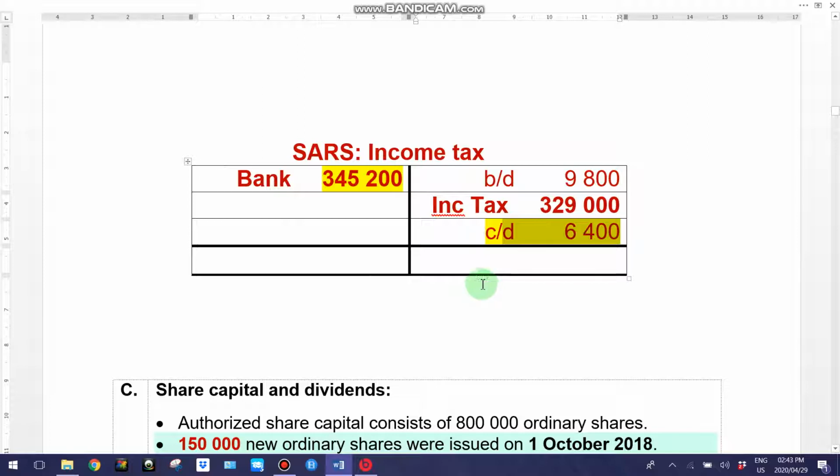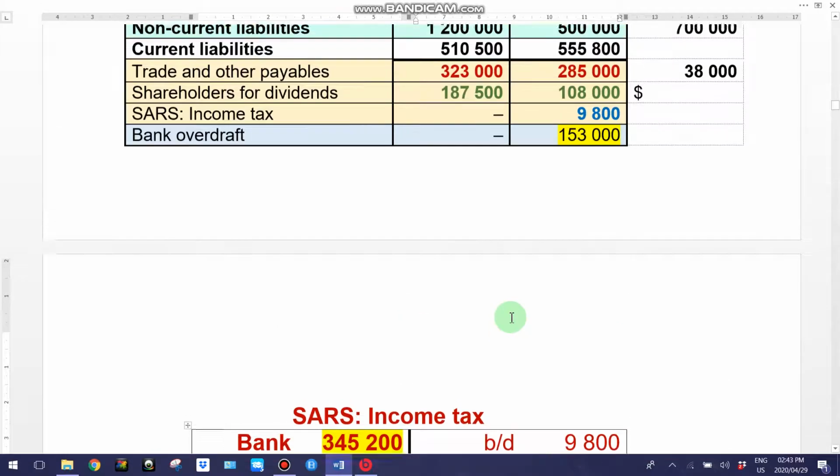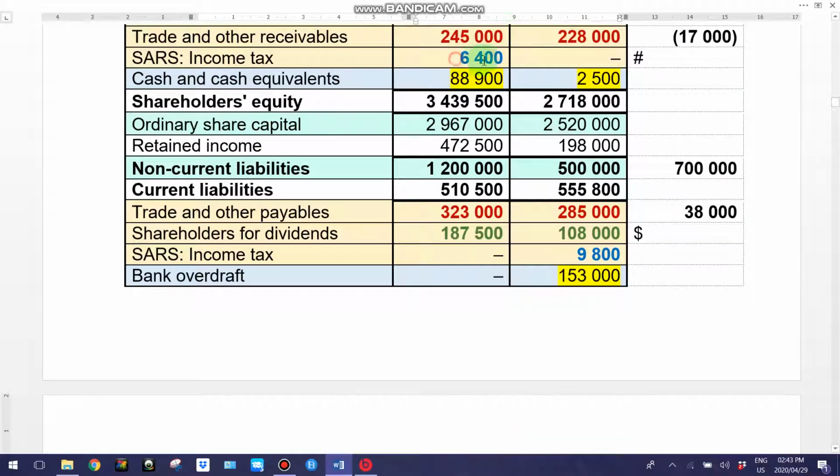Now, just to show you an example, what happens if this amount was over there? What if SARS was there as a closing balance and it wasn't under current assets, it was a current liability?